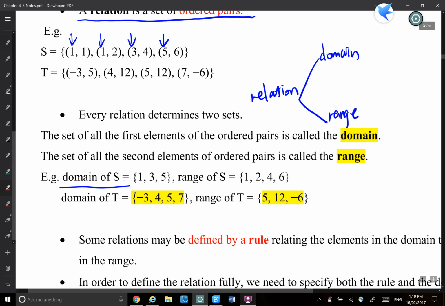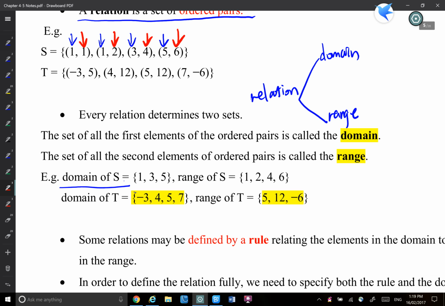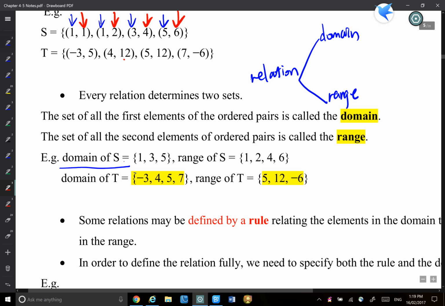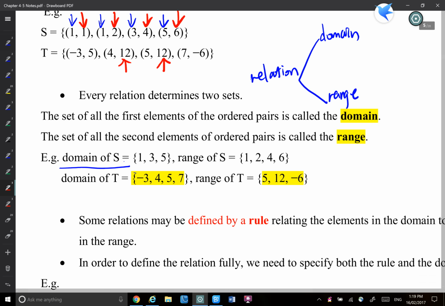And what is the range? Range is the y element. We have 1, 2, 4, 6. So the range is 1, 2, 4, 6. Same thing for T. Domain of T will be minus 3, 4, 5, 7. Range of T will be 5, 12, and negative 6. So I'm just looking at what possible x values I can have and what possible y values I can have. That's the domain and the range.